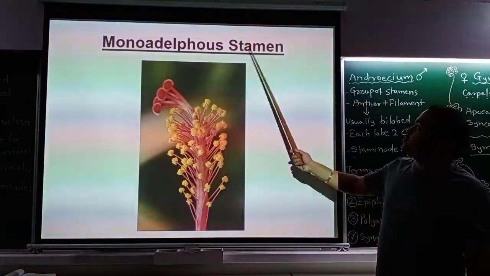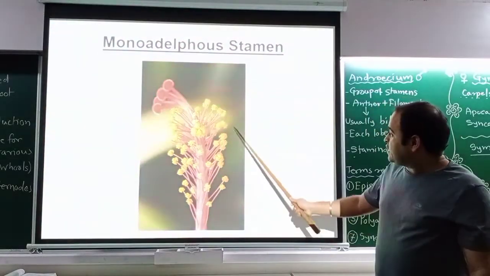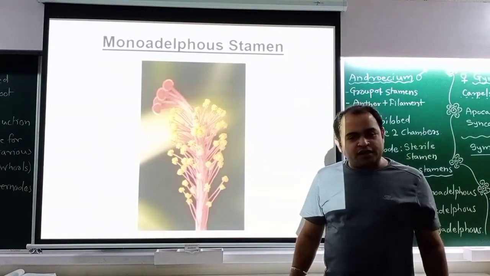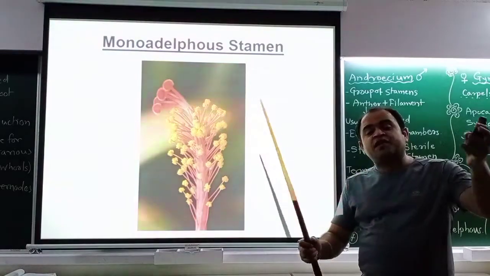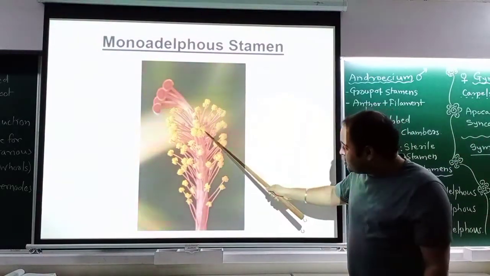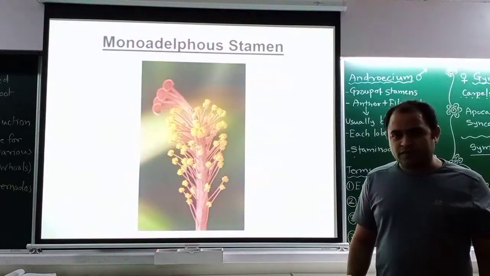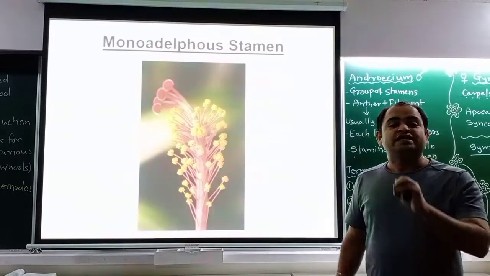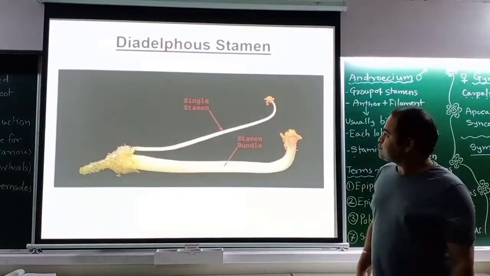This particular condition is called monoadelphous condition. What do you mean by monoadelphous? There are several anther lobes and several filaments, but when these filaments come together, they form a single staminal tube. I am not talking about stylar canal, I am talking about staminal tube. So they form a typical staminal tube.